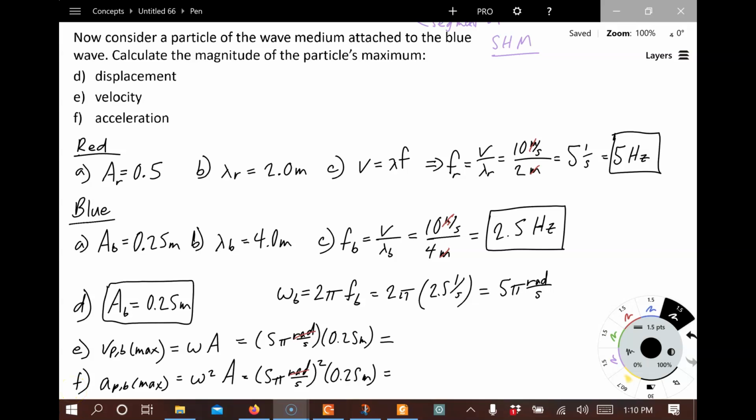Now that I've fixed the angular frequency to the correct value, this comes out to a max velocity of 3.93 meters per second and a maximum magnitude of acceleration of 19.6 meters per second squared.